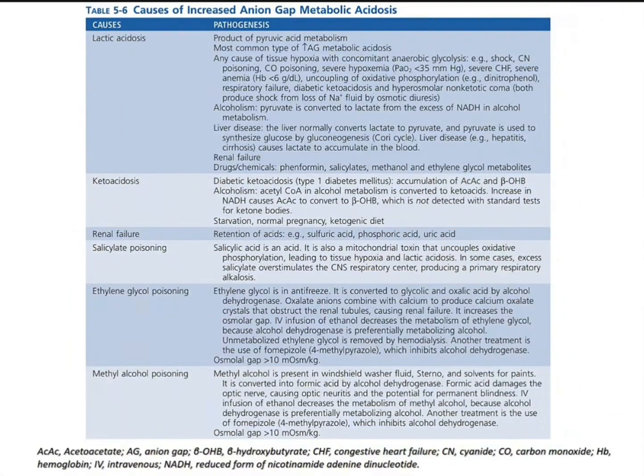This table here gives you a list of causes and how each causes anion gap metabolic acidosis. We need not spend a lot of time here. You have causes of lactic acidosis; ketoacidosis, diabetic ketoacidosis; renal failure, with retention of various products like sulfuric acid, phosphoric acid, uric acid; and poisoning like ethylene glycol, salicylate, methanol, all of which lead to anion gap metabolic acidosis. You can read this later. I'll be sharing the PPT, this one and the previous one.